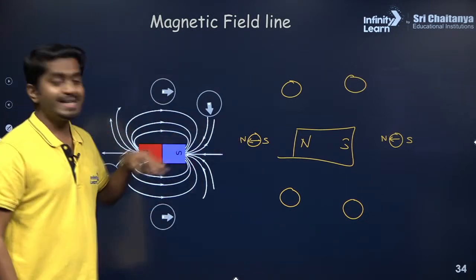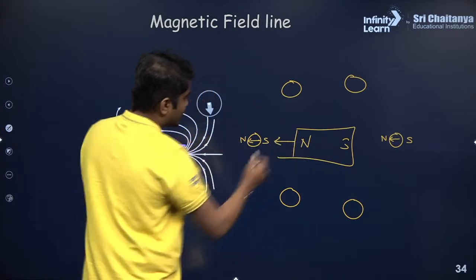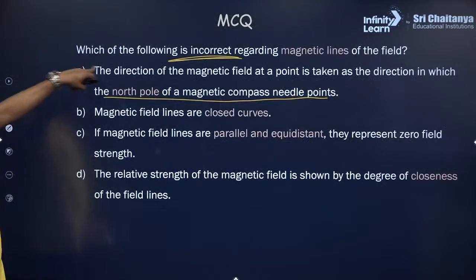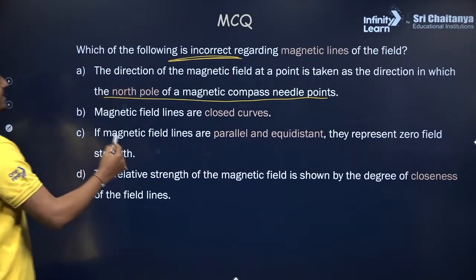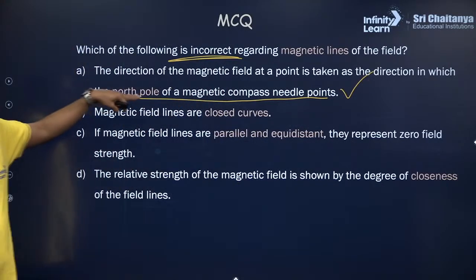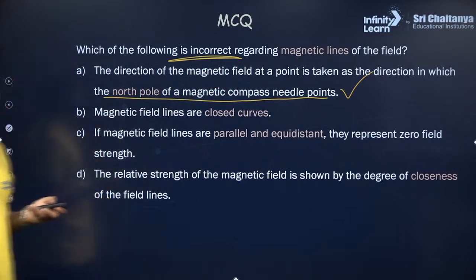Correct? So what is it showing? It is showing that the magnetic field is coming out. That is the arrow of this needle. So this first statement is correct. The north pole of the compass needle will point to the direction of the magnetic field.